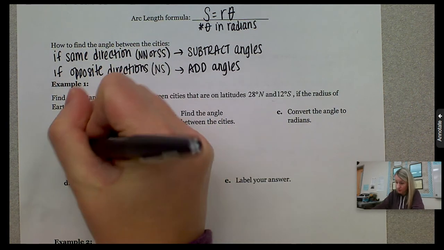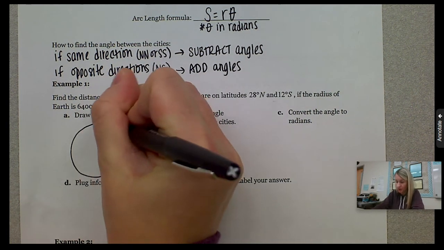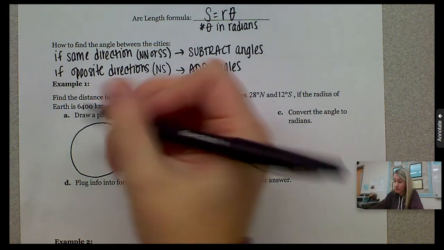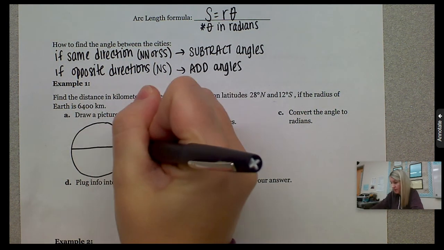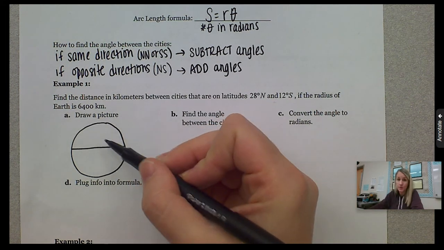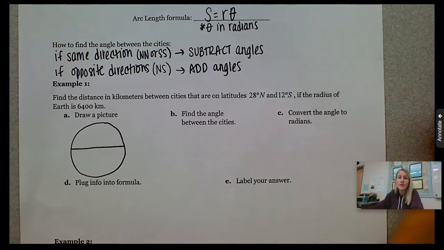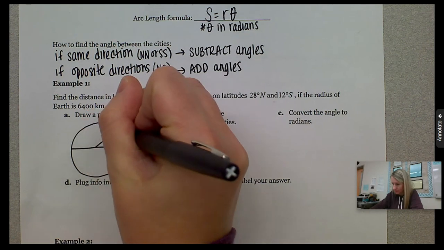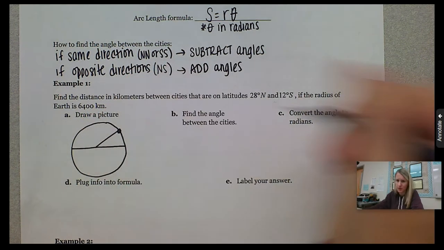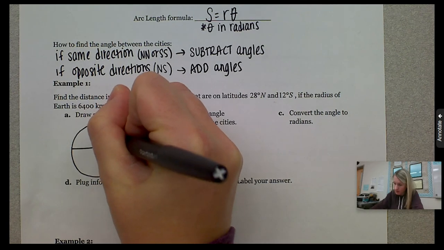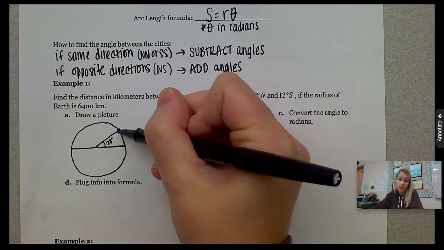So when I say draw a picture, you draw a circle that represents the Earth. When we do latitude, we do it from the equator. The equator is the middle point, right? And then from here, you can go north or you can go south. So when I say that one city is at 28 degrees north, from the equator to here, I'm estimating, is 28 degrees. So that means the city would be right here, right?